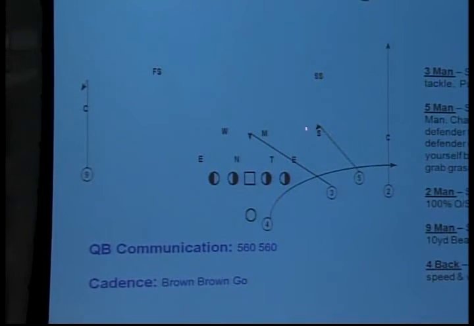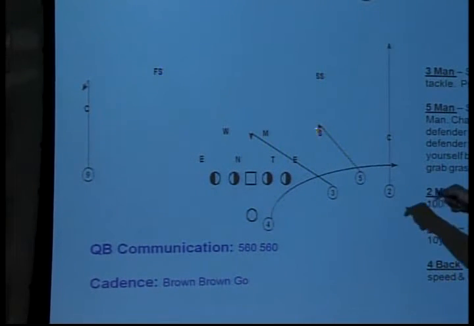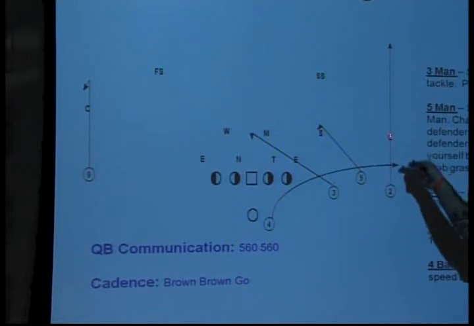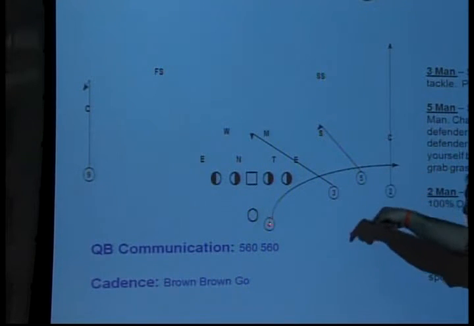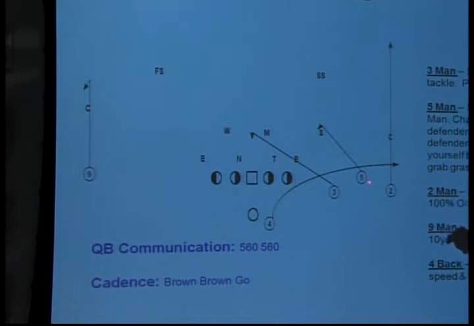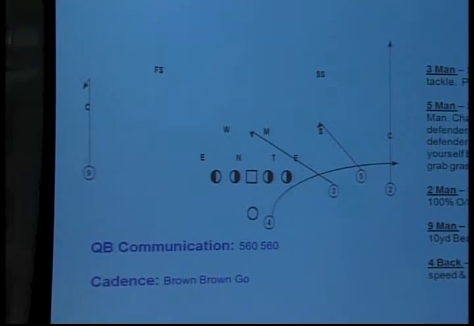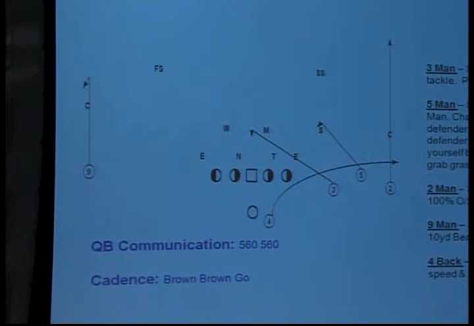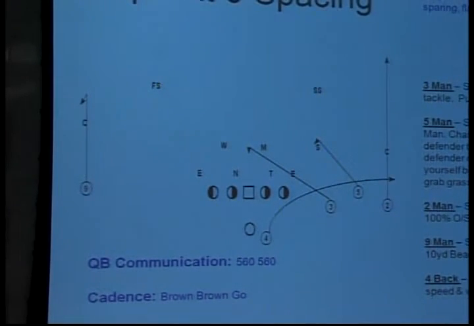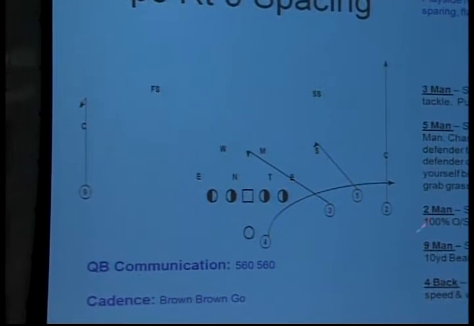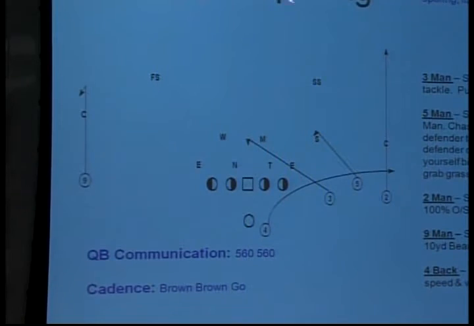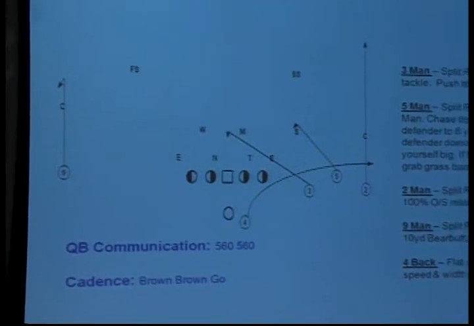You've got to make this guy make a decision. If it's quarters coverage and the corner's bailing, is the Sam going to widen? If he does, then we're going to hit the 5-man. If he doesn't, then we're going to hit you. You've got to affect the flat defender. Again, we're working concept side right here. Trips right, 5 spacing, 560, 560.